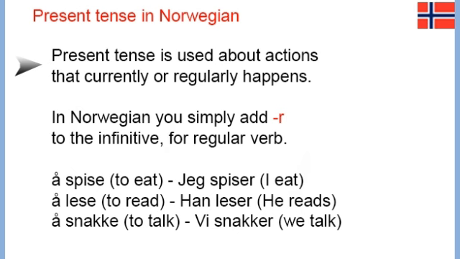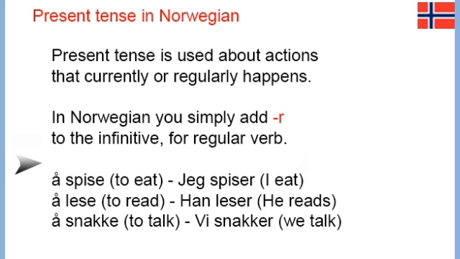As in English, the present tense is used about actions that currently or regularly happen. In Norwegian, with regular verbs, it's quite easy. You have the infinitive form. To create the present tense, you add the R. There are irregular verbs, of course, but with regular verbs, which is most verbs, you just add the R. And unlike English, you don't have to conjugate it based on whether it's first person, I, third person, he, or plural, we. The verb is the same in Norwegian regardless of who is doing the action, whether singular or plural.